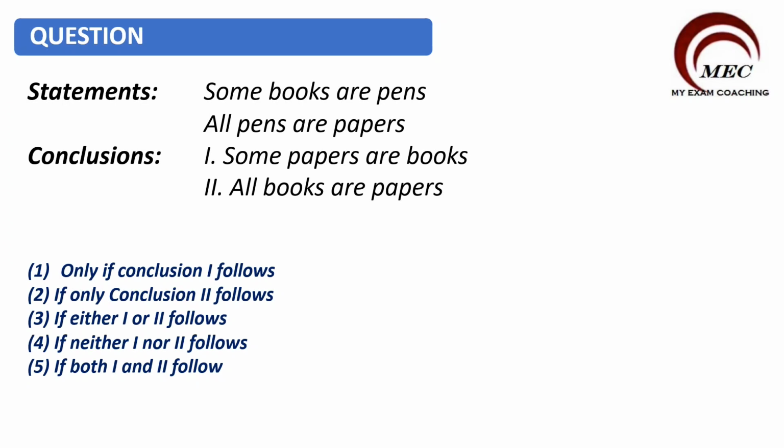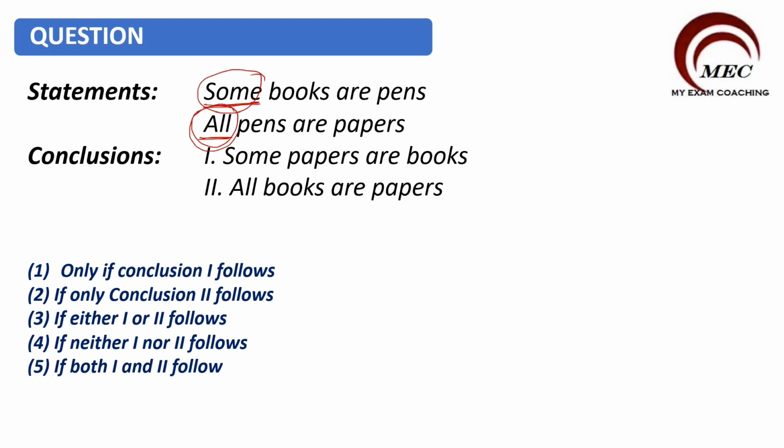Statement is given: some books are pens. Listen very carefully to what word is used here. Some books are pens. Some is the word used here. And the second statement is all pens are papers. All pens are papers. So you can see which words are used here. Some is the word used here. All is the word used here.